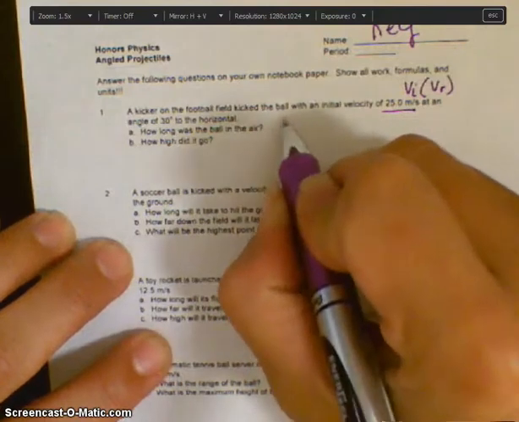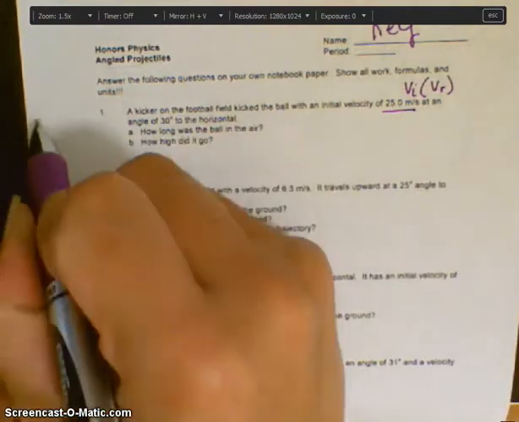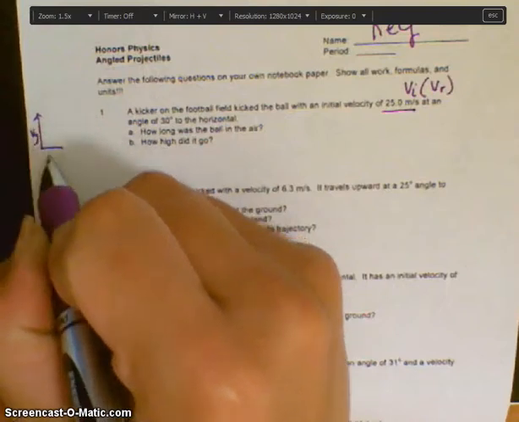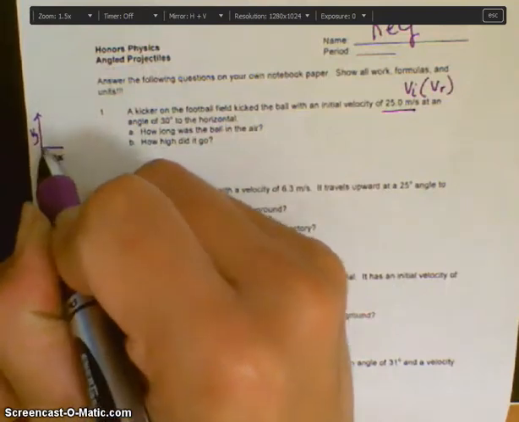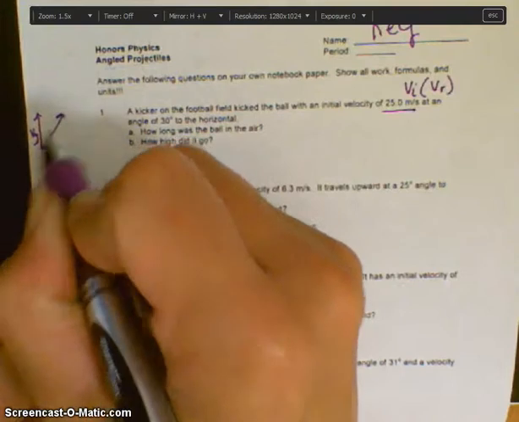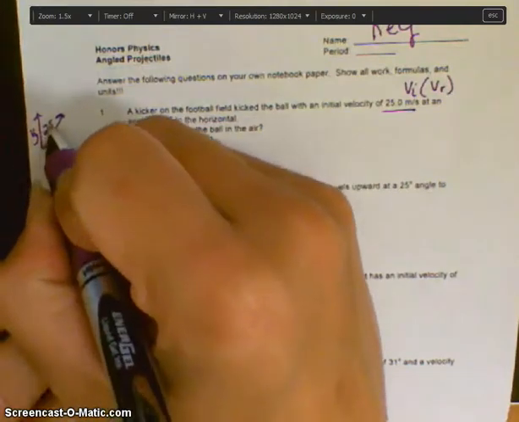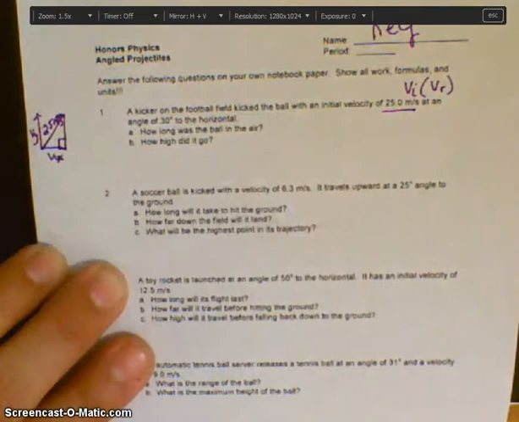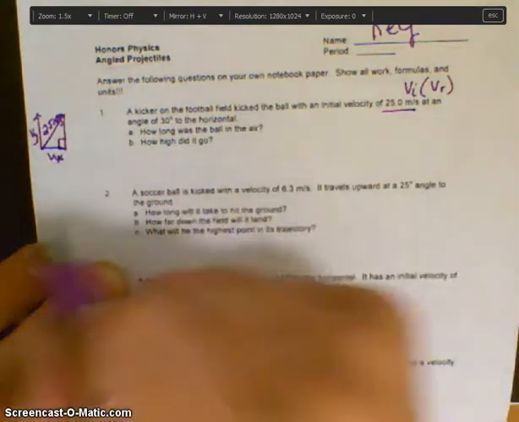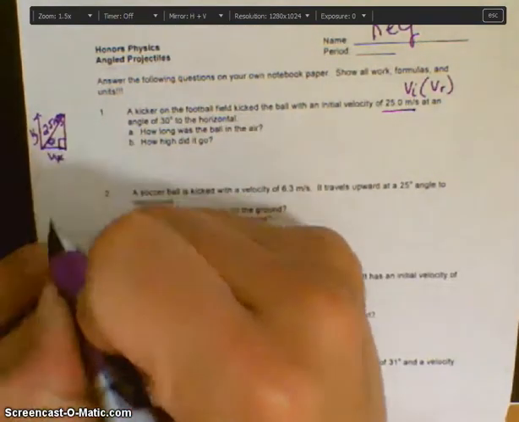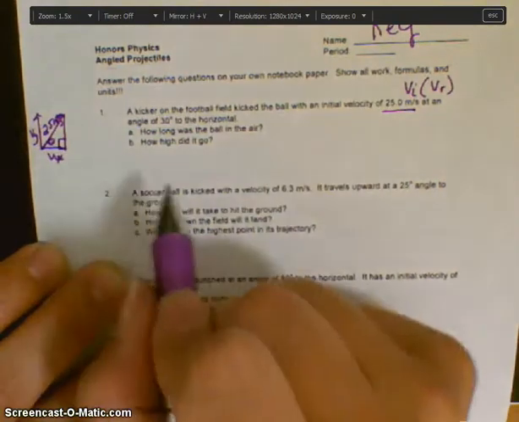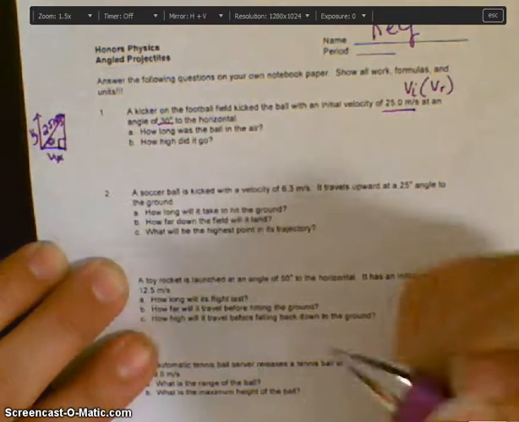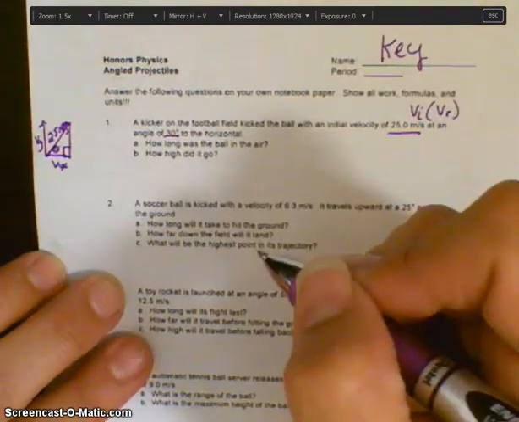So if you want to draw this out, it's going to look like this. If you have your y-axis, your Vy, and you have your Vx, your x-axis, well, this vector is actually 25 meters per second. And now you have a right triangle, and the angle, your theta right here, is 30 degrees. Okay, so now we need to know the next piece of information there. How long was the ball in the air? So we were trying to figure out how much time the ball was in the air.